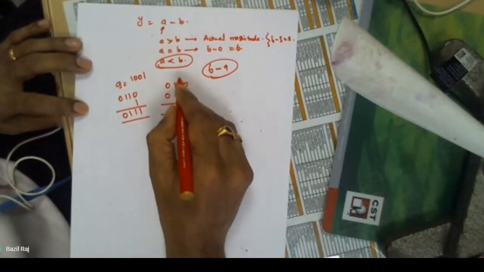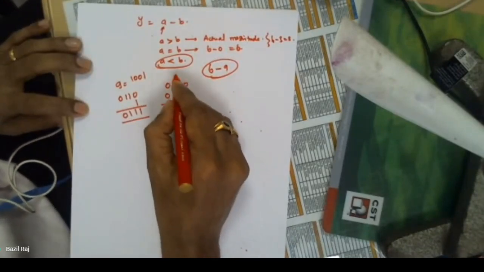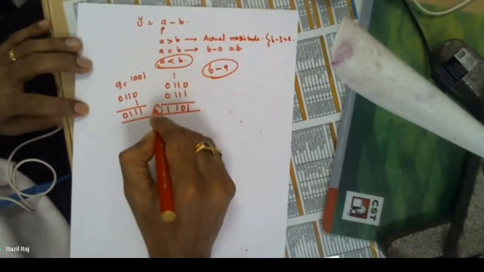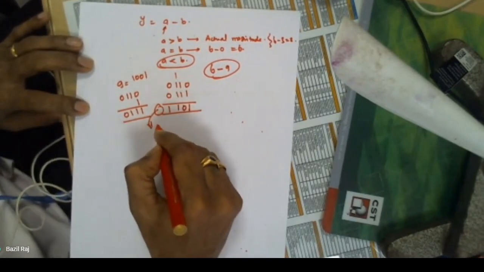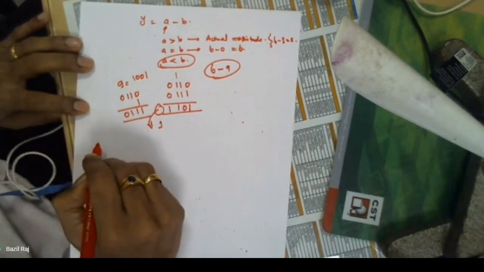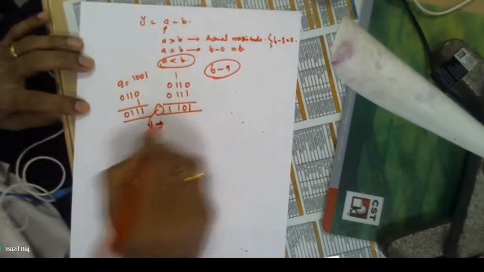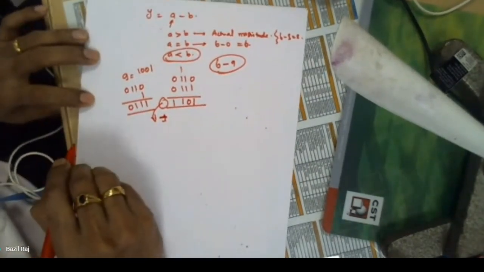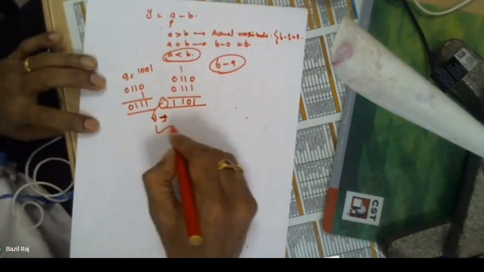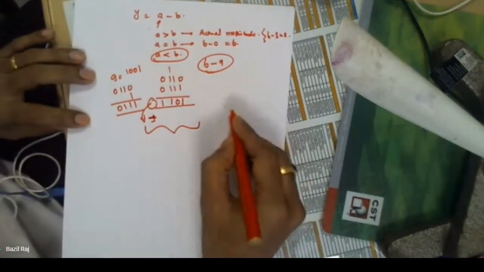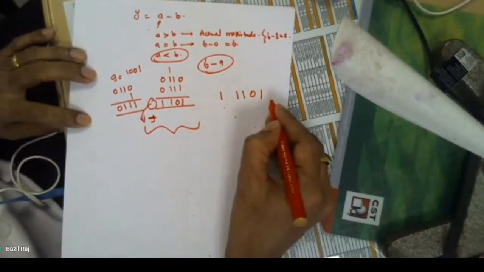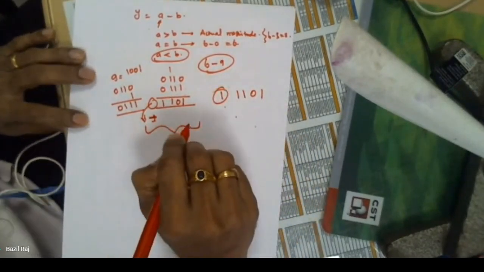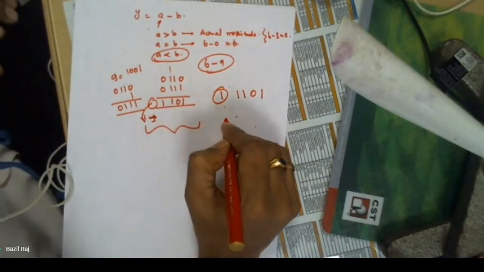So 1 plus 1, 1. 1 plus 1, 0, 1, 1, 1. This bit is a 0. If this bit is a 0, in the sense, 1 will be here to indicate that it is a negative, a minus sign. So in the signed number, this will be represented something like that: 1, 1, 1, 0, 1. This 1 will indicate that there is a negative number.